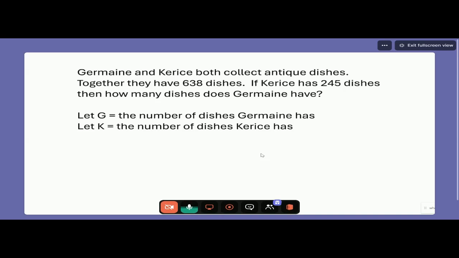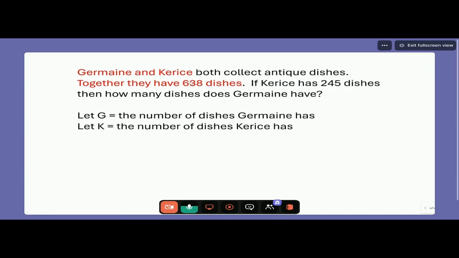So next, let's look back at that question and see where the key information is that will help us create an equation. And that is really this sentence right here. Together, they have 638 dishes. That tells us the relationship between G and K, between Jermaine's dishes and Carice's dishes. Let's put that in red. Now, that together tells us we're going to be adding something, right? That's what together means. Together they have 638 means that Jermaine's and Carice's dishes add together to get 638.